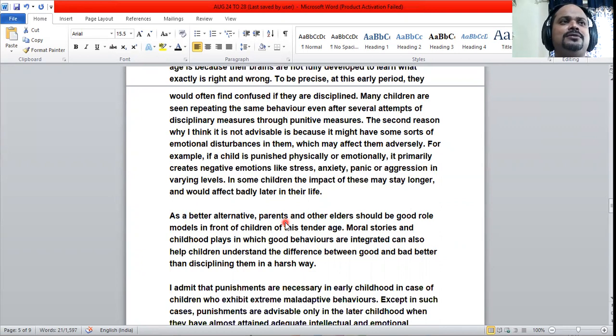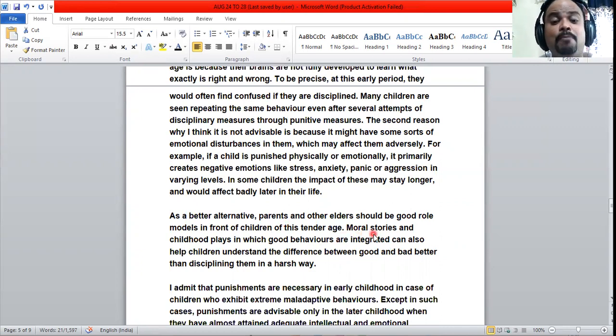Be kind to others. Socialize with people. Help others. Wake up early in the morning. Go to bed early at night. Have limited food. Don't have habits like smoking or alcoholism. All these things are to be perfect. If you are a perfect parent, if you are a perfect elder, no worries. That is the best alternative to punishing the children.